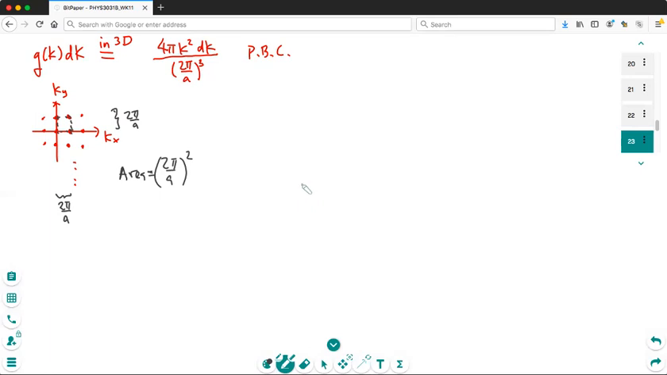Okay, now the answer is 1. This is important, otherwise you will not be able to count this. Now this area contains 1 k point. Now remember, this goes to infinity, or this goes to infinity.